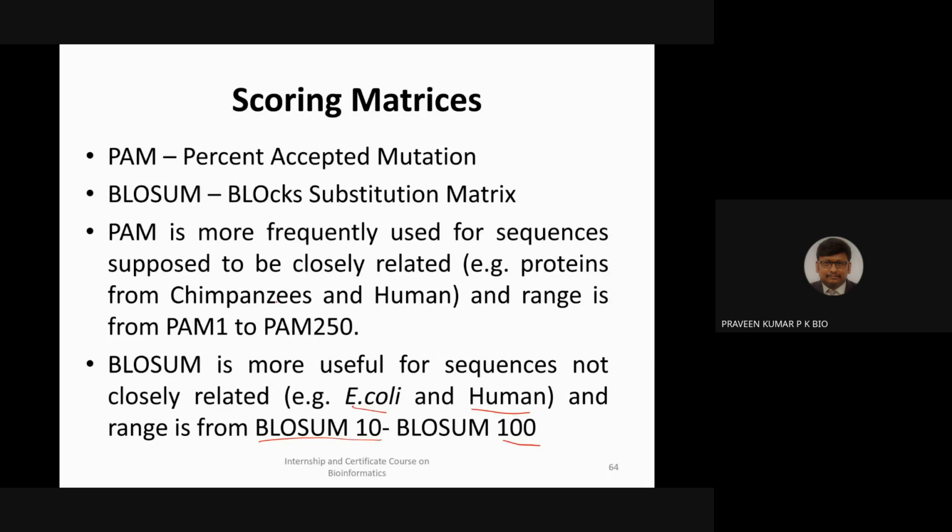But why can't we use a chimpanzee and human comparison? I mean, why can't we use this kind of an E. coli and human comparison in PAM? Why can't we use it? We'll be seeing that in the next slides.